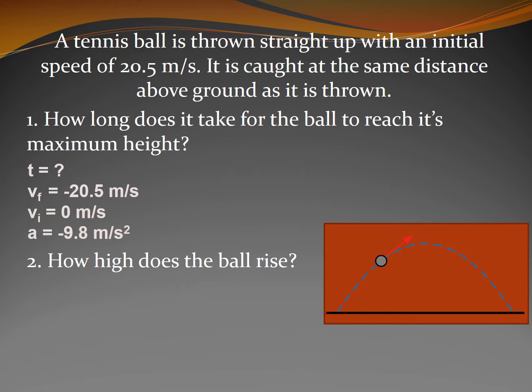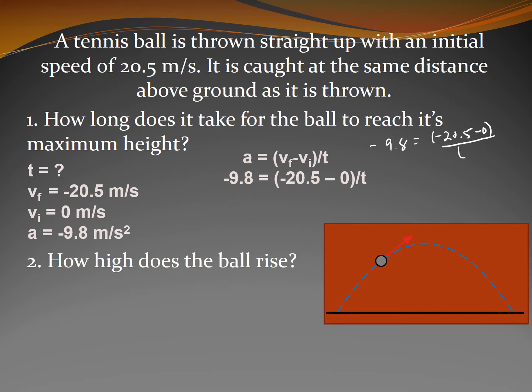And the reason it's negative 9.8 here is you're going against gravity. When we say something's accelerating due to gravity and it's positive 9.8, that means it is falling. But if it's going towards up, it's falling up, then it's negative 9.8. So first, we use our acceleration formula to find time. So a equals vf minus vi over t. We plug in our numbers. Another way to rewrite this, so we can see the algebra, is negative 9.8 equals negative 20.5 minus 0 over t. And so the next step here would be to cross multiply.